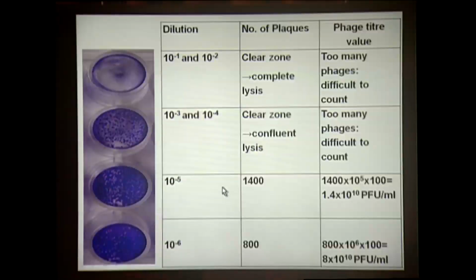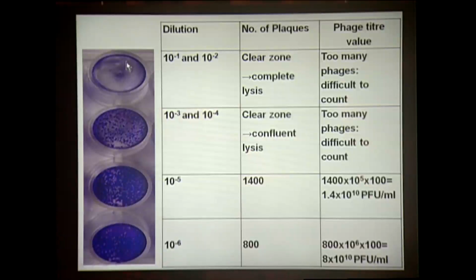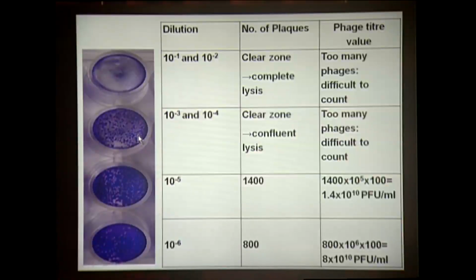This is the result for a particular experiment. Here we can see a cleared zone, like an empty plate, in 10 to the minus 1 and minus 2 dilution, because too many phages were present in 10 to the minus 1 and minus 2 dilution. So they lysed all the bacterial cells. No countable plaques are present in the plate. That is why complete lysis is observed in these 2 dilutions. In 10 to the minus 3, minus 4, again too many phages are present, but though the number is less than 10 to the minus 1 and minus 2, the plaques merge together and have formed confluent lysis. And we can't calculate the number of plaques from this plate also.